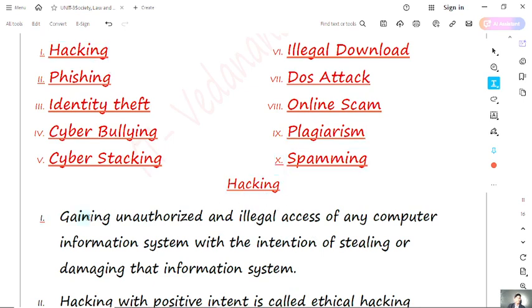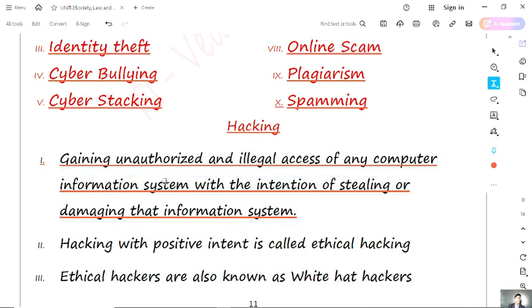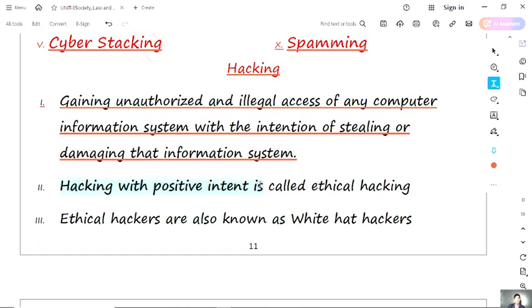What is hacking? Gaining unauthorized and illegal access to any computer information system with the intention of stealing or damaging that information. That means if you are getting the information and your intent is to damage that particular system, that is hacking. Hacking with positive intent is called ethical hacking. Hacking with negative intent is illegal hacking. An ethical hacker is also known as a white hat hacker.